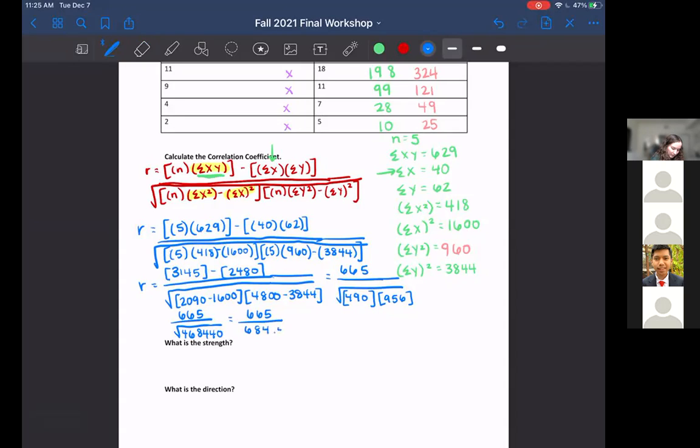684.43. Good. Okay. So then we just need to divide. That's the last step. So 665 divided by 684.43. I got 0.97. Good. 0.97. Perfect. All right. There is our answer.